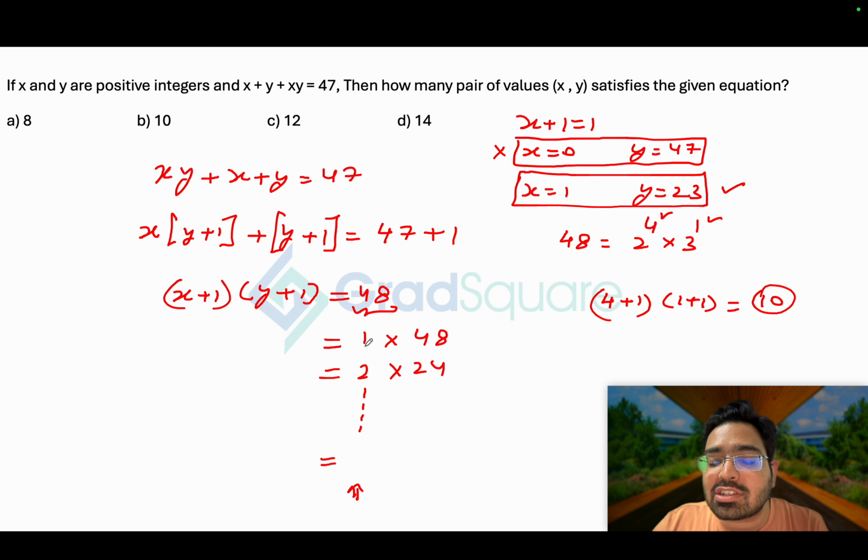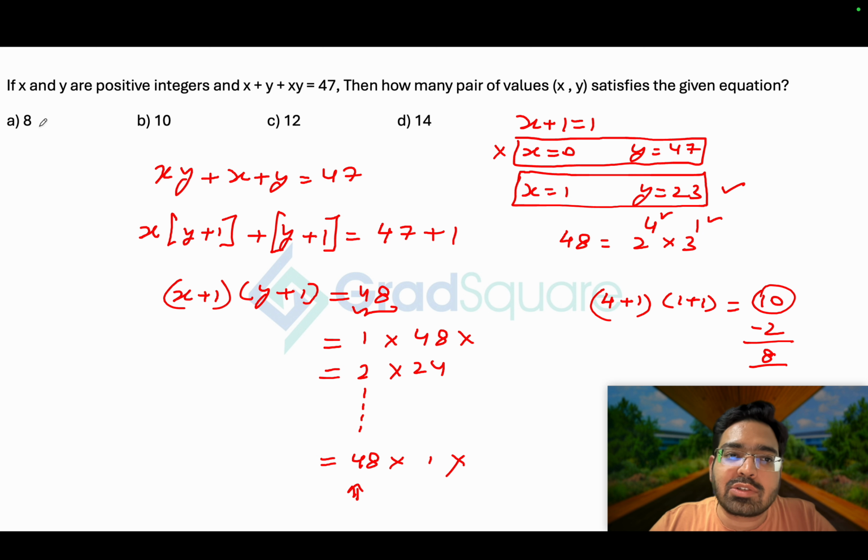So there are 10 such numbers that I can write starting from 1, 2, 3 all the way up to 48 over here. Out of this, I will not get a solution corresponding to this and I will not get a solution corresponding to this also. Rest all of the factors will give me a pair of solutions. So out of 10 factors, I'll have to remove 2 factors. I'll be left with how many factors? 8 factors, and all of those 8 factors will give me a pair of solutions for x and y. So the answer to this question is option A, 8.